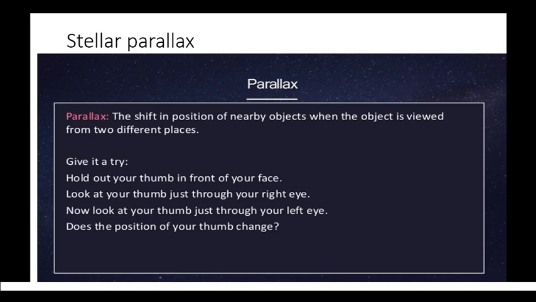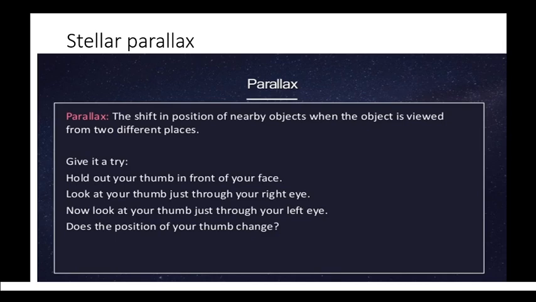Now we are moving to our main topic, stellar parallax. What is parallax? Parallax is the shift in position of an object when the object is viewed from two different places. I repeat, parallax is the shift in the position of objects when the object is viewed from two different places. So we are measuring the same object, but from two different places so that we can see the shift in the position of the object. You can do it by yourself.